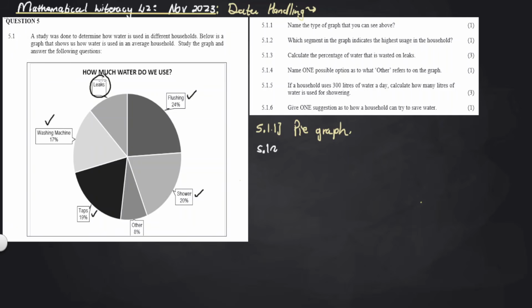The leakage doesn't have a percentage. Then other, we are using water maybe for washing our cars, or for watering the garden, and so on. But now the question is, which segment indicates the highest usage? Meaning, which segment on the pie chart has the highest percentage?